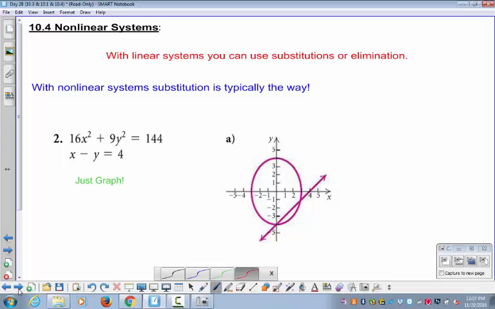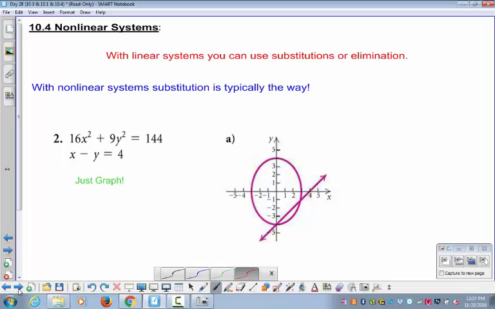Yeah, let's start. Our last section is nonlinear systems. Now that you know conics, you can solve nonlinear systems. Conics are nonlinear equations, so now we can solve more complicated systems.